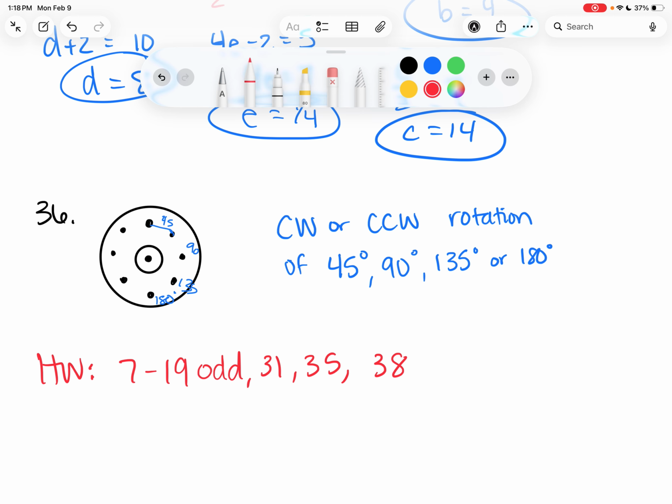Wait, 38 instead of what? Do 38 instead of 37 because 38 will be way easier than 37. When is the video for 7.2 going to be out?